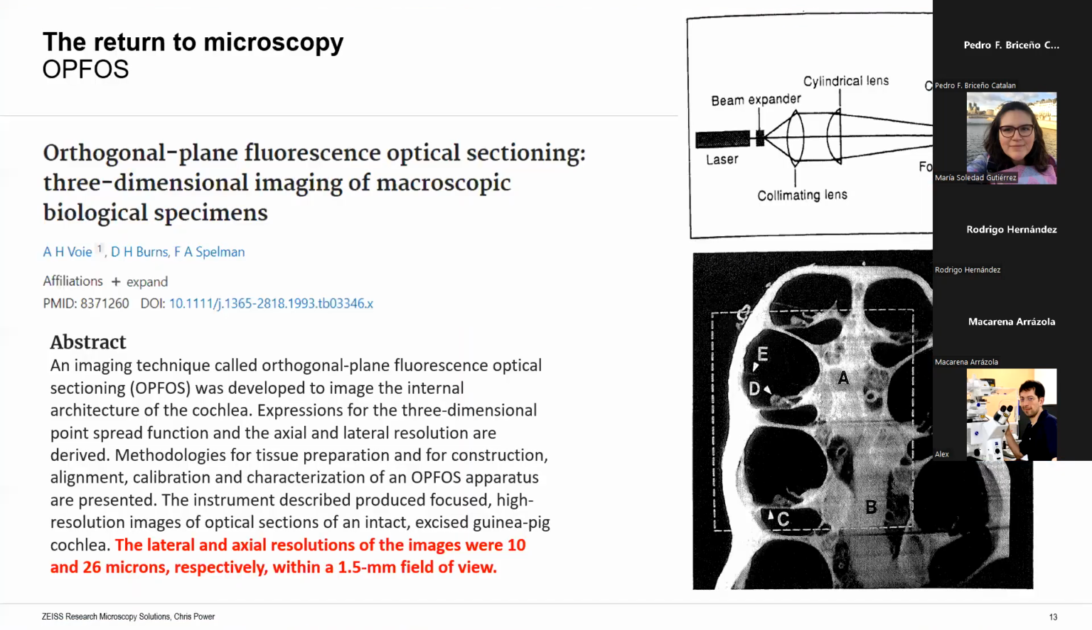Now, not long after the film Aliens, in 1993, there was a guy, Dr. Voie, who actually brought light sheet back into the world of microscopy. And he did that because he was looking at guinea pig cochlea, a very large structure. And he wanted a quick and easy way of doing sectioning on these specimens. So he called it OPFOS, and unfortunately, it wasn't very well adopted or seen. So whilst he did it, no other people copied him at that time.